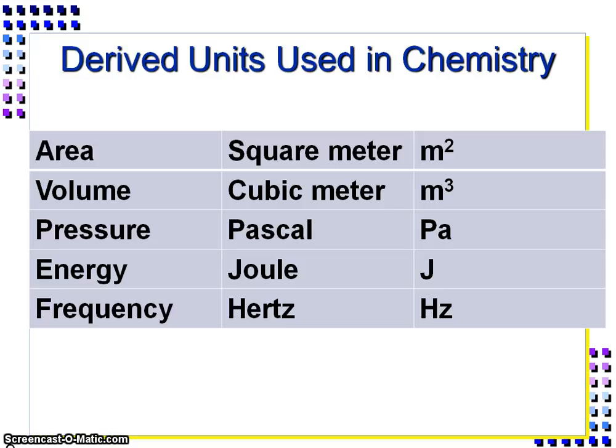Another unit of volume might be, if I was talking about liquid volume, I would probably use liters. I think that cubic meters would be more like the volume of a box. Pressure is in pascals, energy is in joules, and frequency is in hertz. You should know these derived units as well.